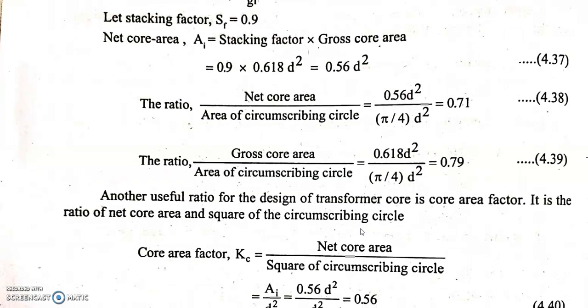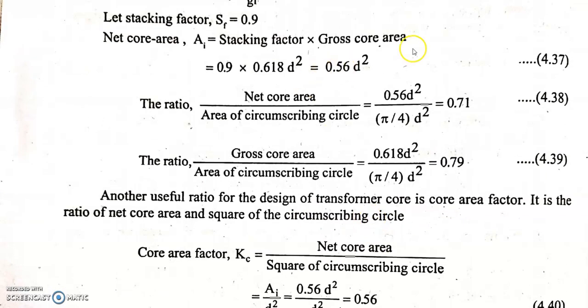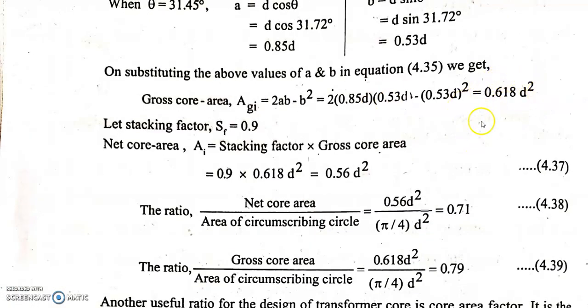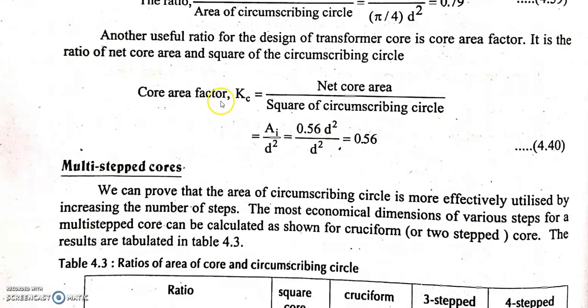Then we will calculate three factors. One is the ratio between net core area and area of the circumscribing circle, and another one is gross core area to area of circumscribing circle, and third factor is the core area factor. So that is the ratio between net core area and square of diameter of the circumscribing circle. So we are substituting different values, that is for gross core area and net core area, as net core area is 0.56 d square, gross core area is 0.618 d square, and the area of circumscribing circle is pi d square by 4. So we are getting this value, and this core area factor, this particular value.